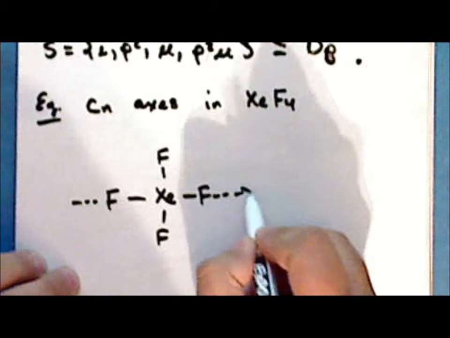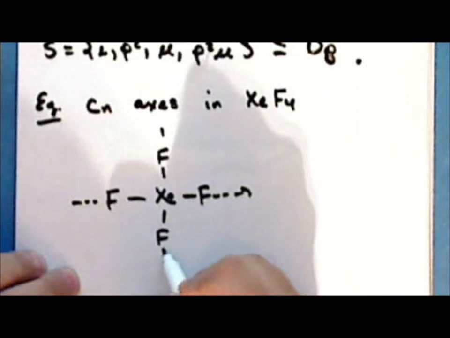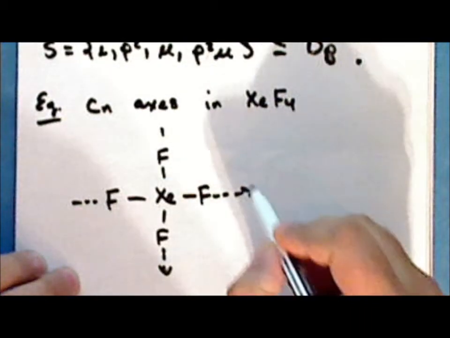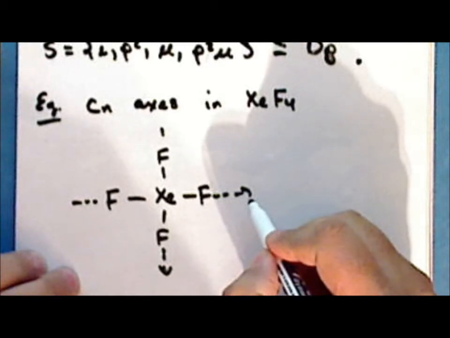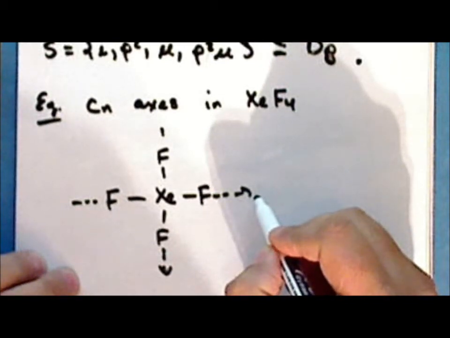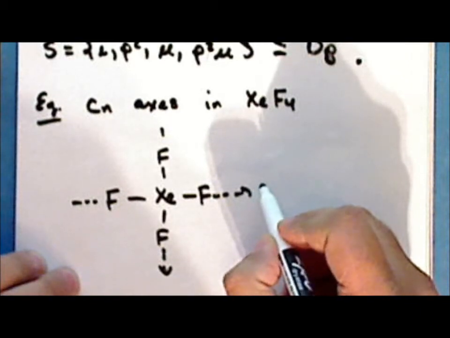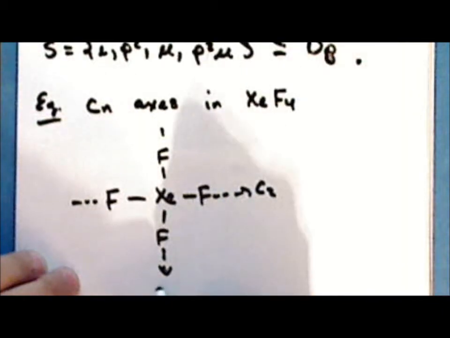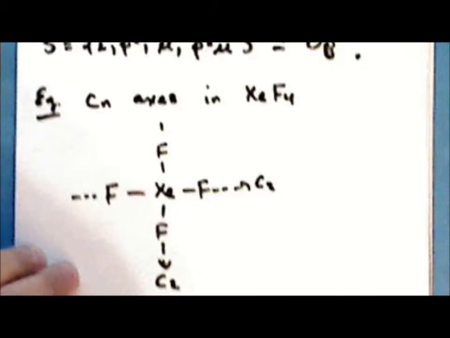So there are two axes for which, if we rotate the molecule 180 degrees, as viewed along this axis, the molecule is identical to its original configuration, so there are two C2 axes.